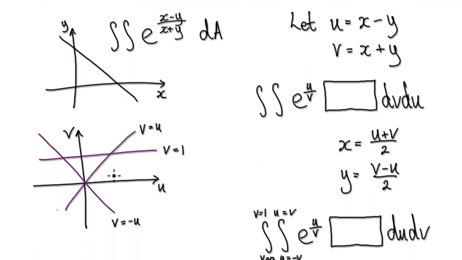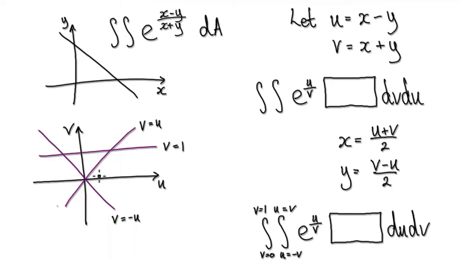So now we've got our region. We can now make our adjustments. So looking at this, v and u, so that's going to be v equals something, and then u is on the outside, so u equals something.